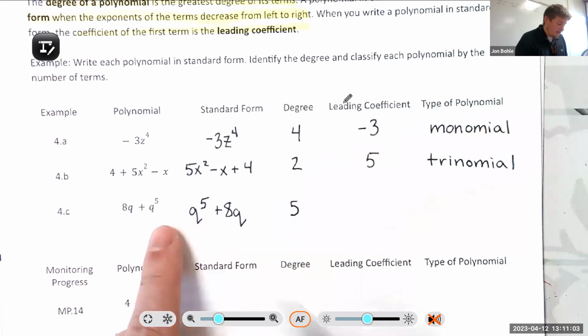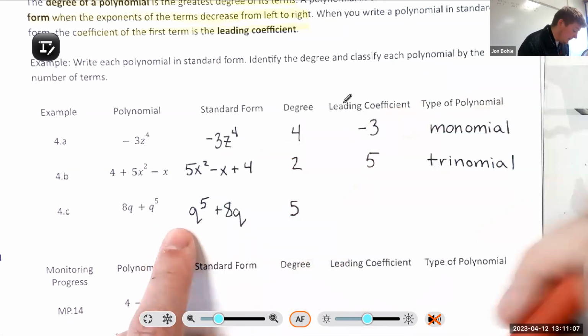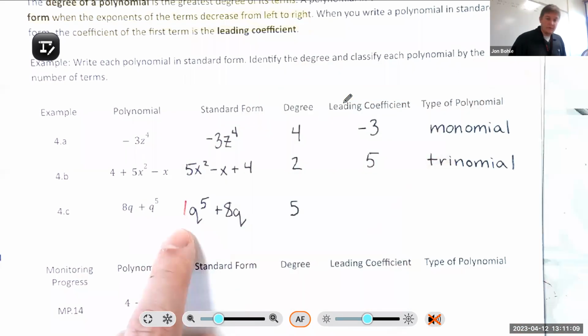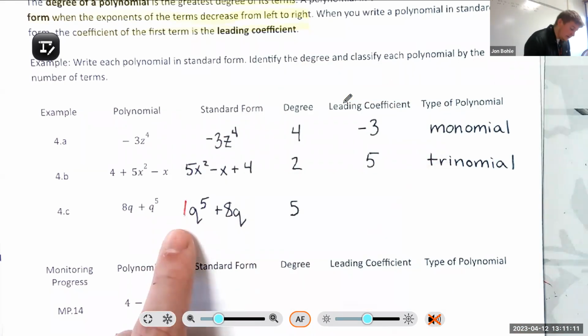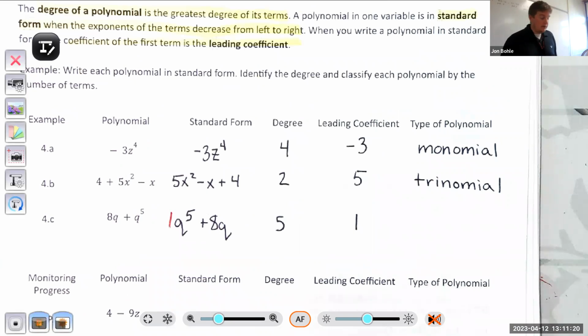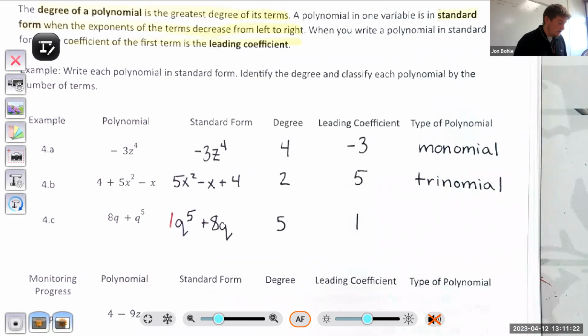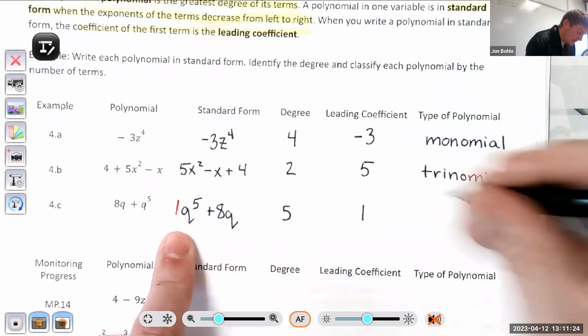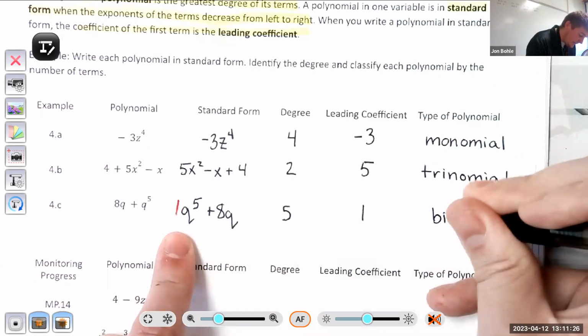And then the leading coefficient. Well, what's the number multiplied by the variable here? Well, if I have q to the 5th, that means I have 1 q to the 5th. So that means my leading coefficient is just a 1. The type of polynomial it is depends on the number of terms. I have 2 terms here, so that makes this a binomial.